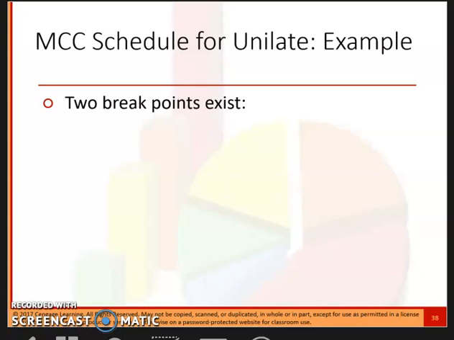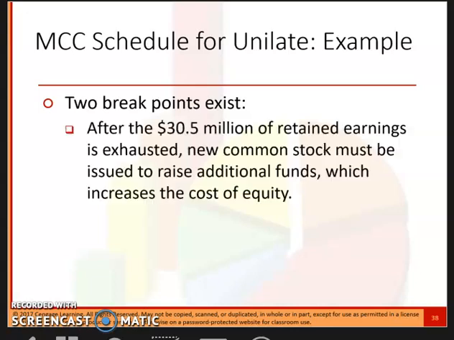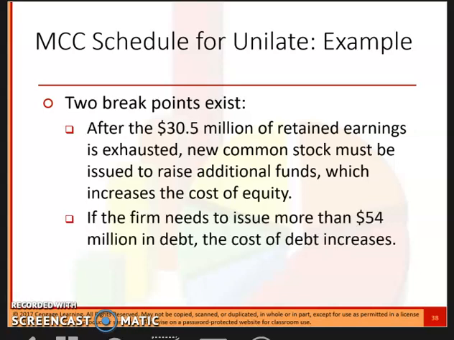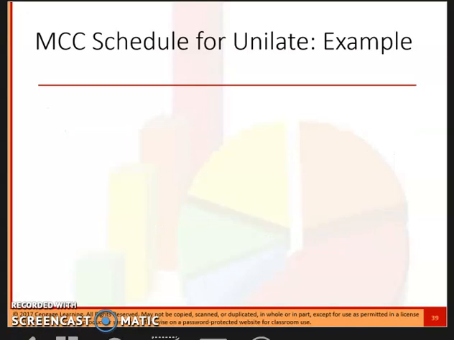The Unilate in this case has two breakpoints. So they have one related to equity, or after the 30.5 million retained earnings is exhausted, you're going to have to issue additional stock that can increase the cost of equity. And then if the firm needs to issue more than 54 million, the cost of debt is going to increase.